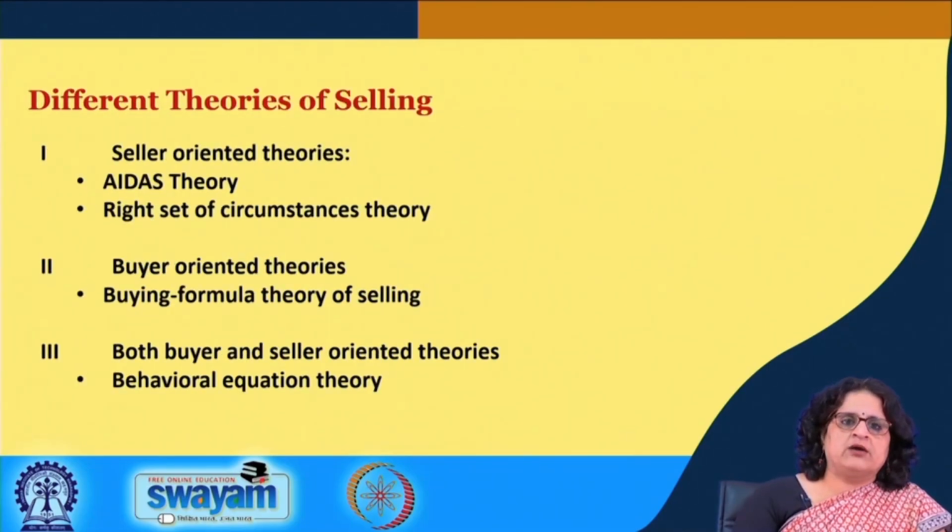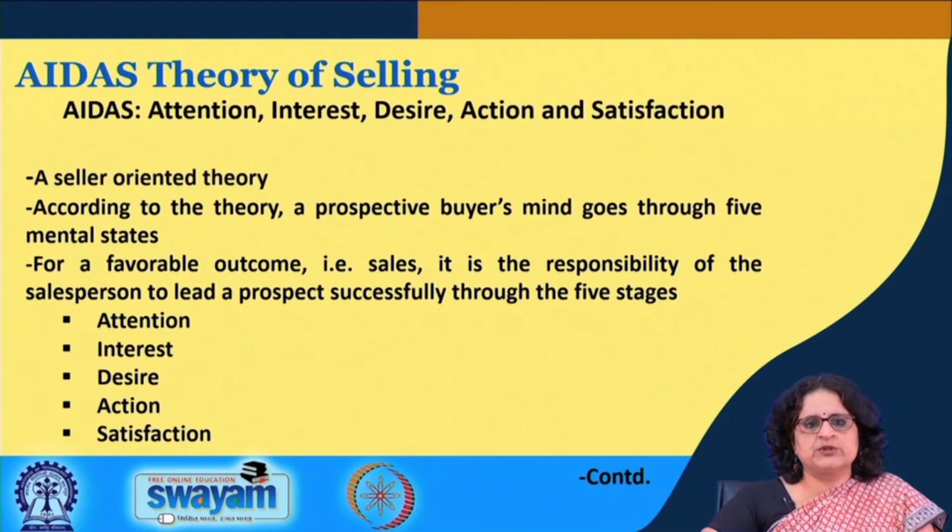Okay. Now, let us first start with the AIDAS theory of selling. AIDAS is a short form of the 5 different stages which the buyer would go through when he becomes aware and informed about a particular product and ultimately buys it, and then reaches a state of satisfaction. So, these 5 stages are attention, interest, desire, action and satisfaction.